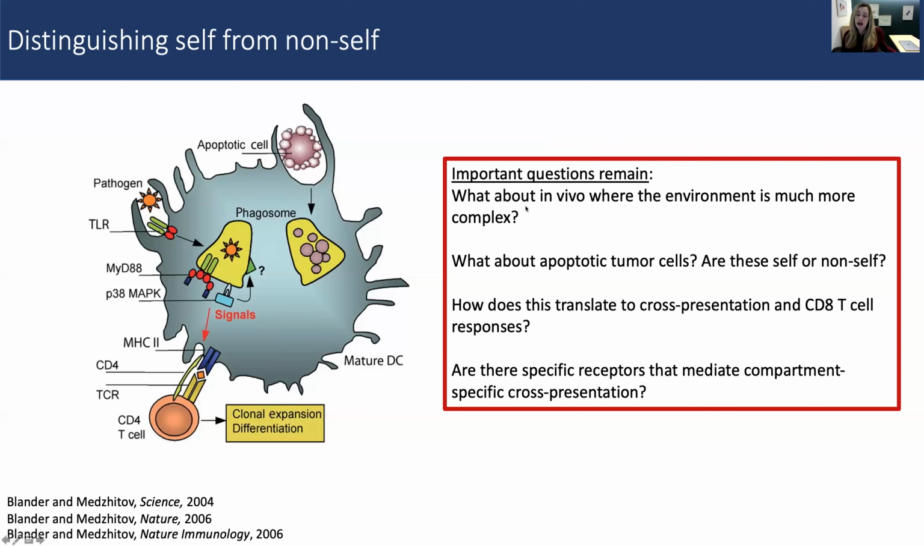Some important questions that remain are to look at how this deciphering of different types of antigen uptake influences presentation in vivo. They were looking at apoptotic self cells, but what about apoptotic tumor cells? Can the DC distinguish the difference between self and tumor? And how does this translate to cross-presentation? All of the work was done in MHC class 2 restricted antigens, so what does this mean for CD8 positive T cell stimulation? And then looking further into how all of this sorting is mediated, is there potential for specific receptors that are engaged in different contexts to control the availability of these antigens to access cross-presentation?